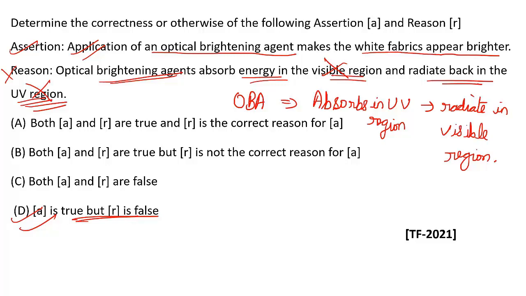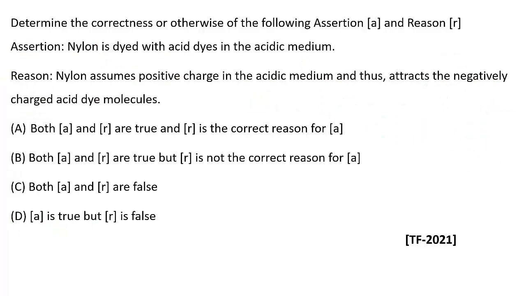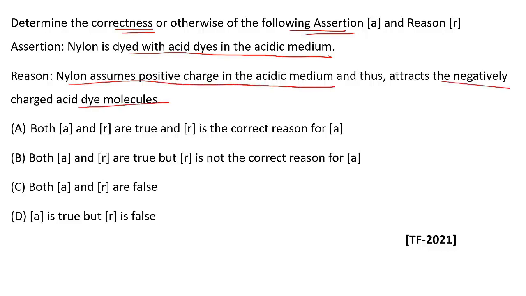Now, coming to the next question. Determine the correctness or otherwise of the following assertion and reason. Assertion: nylon is dyed with acid dyes in acidic medium. Reason: nylon assumes a positive charge in the acidic medium and thus attracts the negatively charged acid dye molecules. So it is also a dyeing question from textile chemical processing, and it is also a 2-mark question.